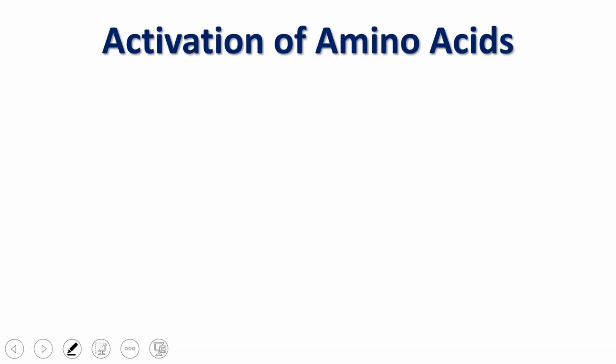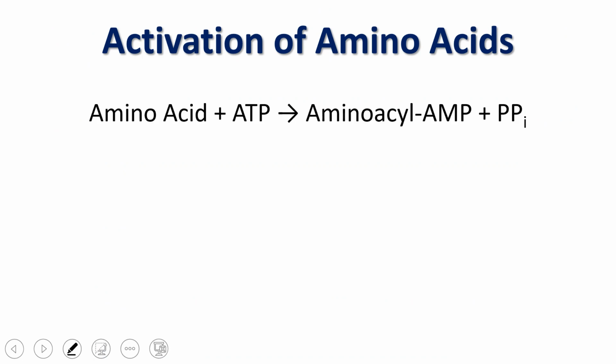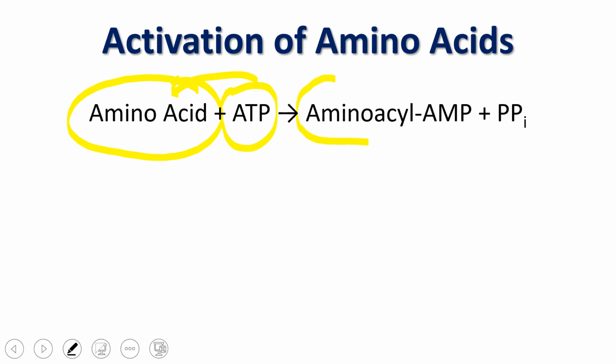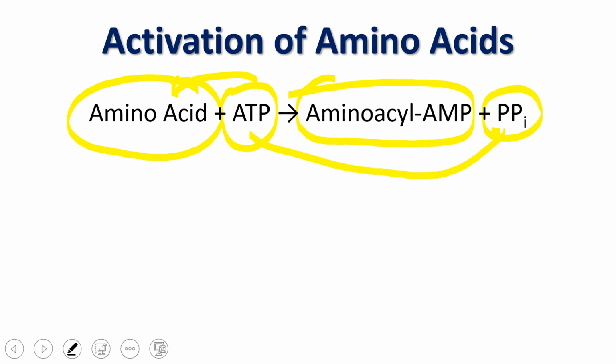First we are going to see activation of amino acid. In activation of amino acid, the reaction occurs in two different steps. In the first step, the amino acid is going to react with ATP. It will use AMP from this ATP, and AMP will combine with the amino acid and ultimately form aminoacyl AMP, and pyrophosphate will come out. This pyrophosphate is coming from the ATP.